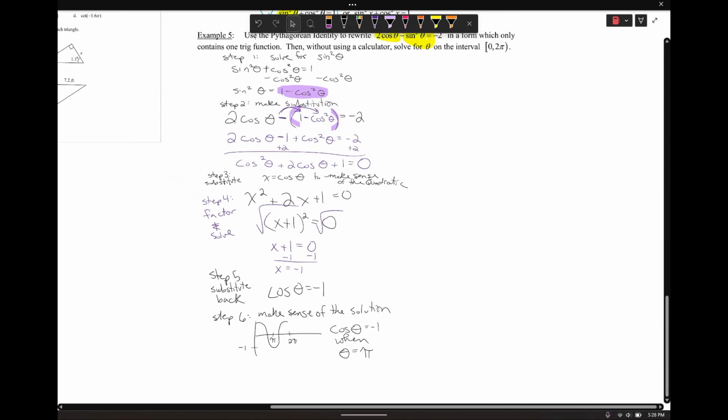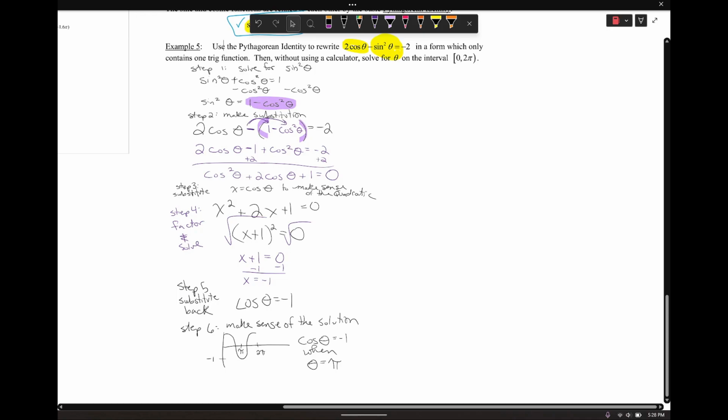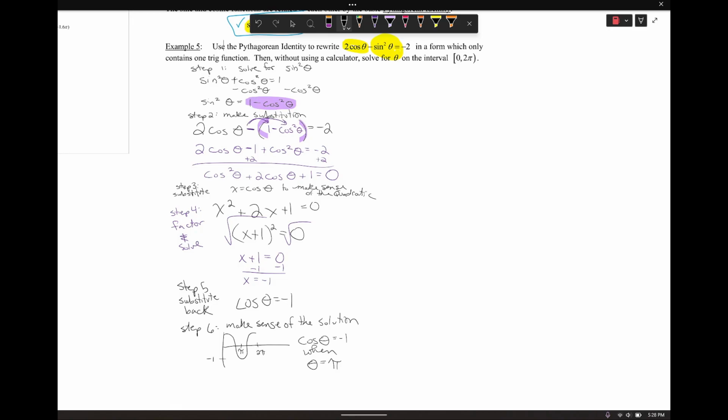So now let me read the problem because I'm not sure that I've done that yet. Use the Pythagorean identity to rewrite this crazy looking thing in a form which only contains one trig function. That was him giving you a hint that you needed to solve for sine squared theta and do this substitution right here. That was very nice of him to give you that hint. Then, without using a calculator, solve for theta on that interval. And the interval is between 0 and 2 pi.